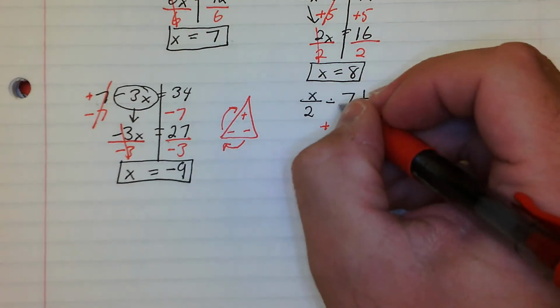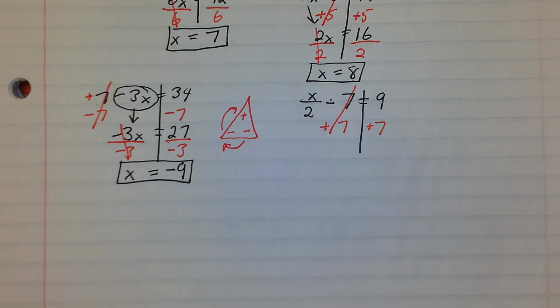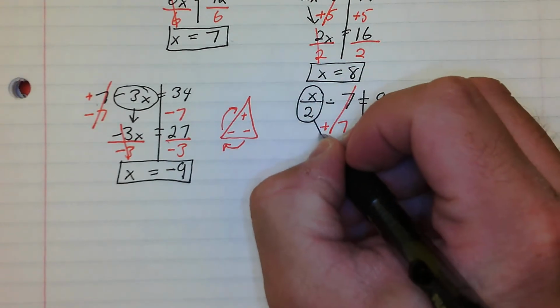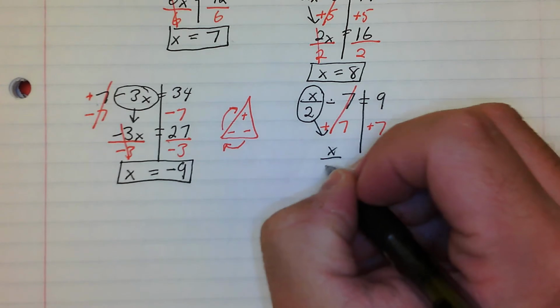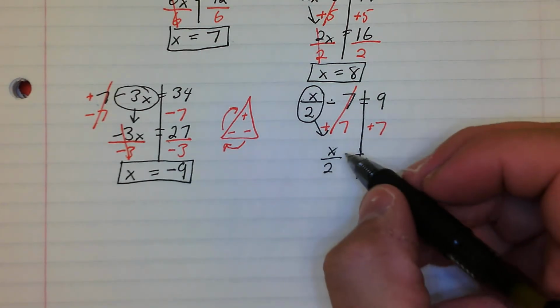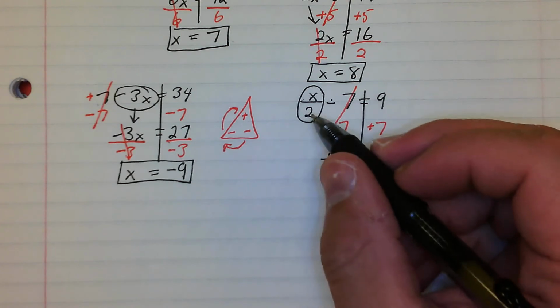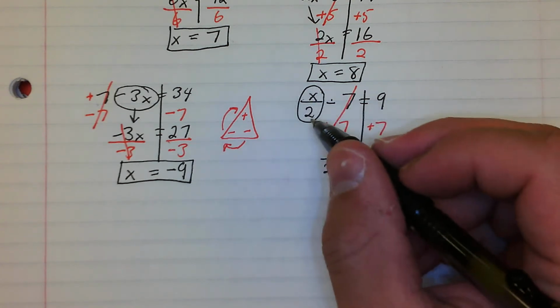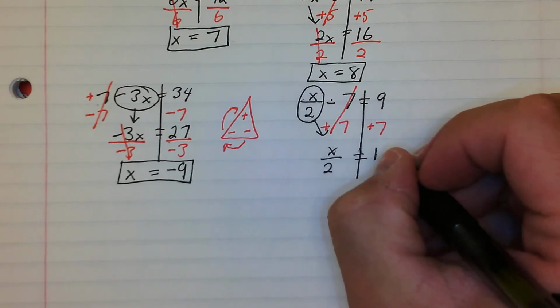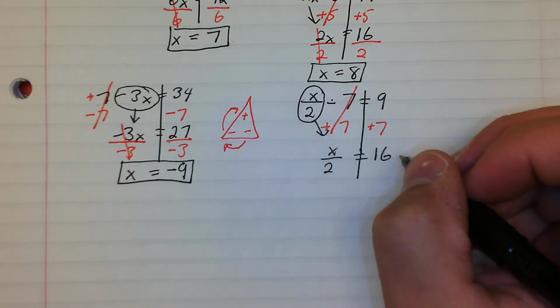What I do to one side, I do to the other. The 7s will cancel. And I have to bring the x divided by 2 down as a whole. The x and the 2 are attached to each other. I can't just bring the x down, I can't just bring the 2 down. I have to bring the entire fraction down. 9 plus 7 is 16.